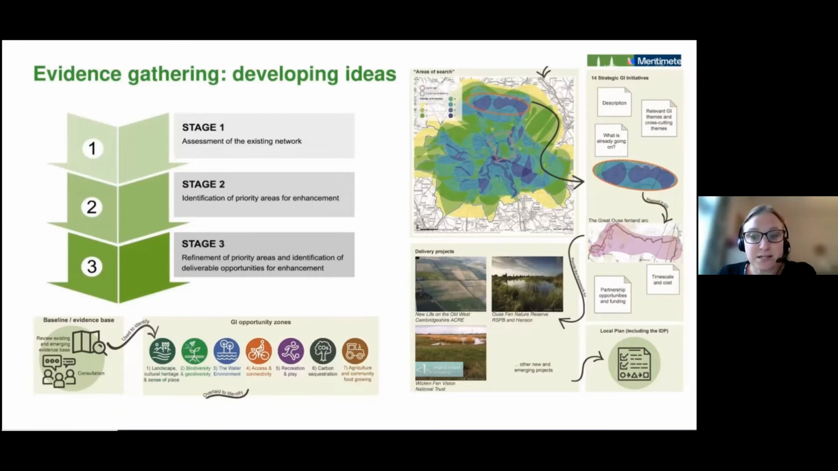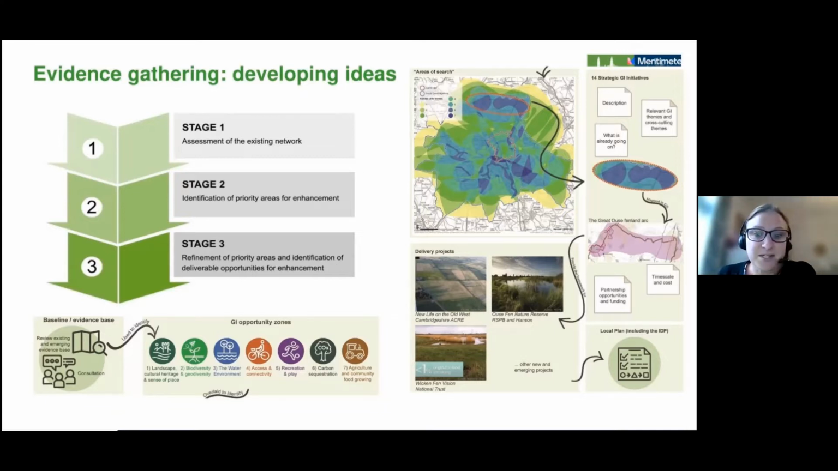In the second stage, we looked at all those GI assets individually, but then we also looked at them collectively. We developed a series of theme-based maps to help us understand how the network is functioning. We gave specific consideration to things like the vulnerability of designated sites to recreational pressure, predicted population change, condition of lowland peat resource, and other issues that were brought to our attention through stakeholder engagement.